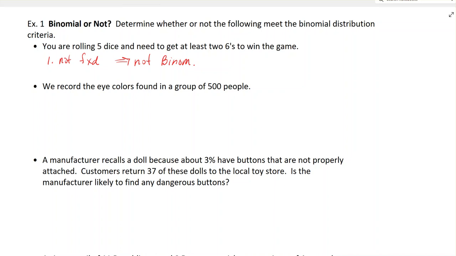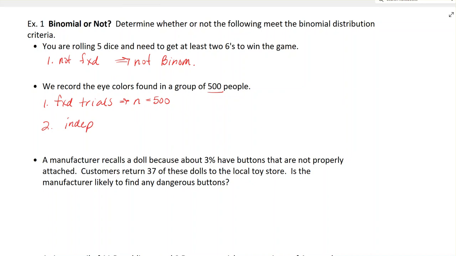Let's look at the second one here. We record the eye colors found in a group of 500 people. The first part of this binomial experiment says that we have to have a fixed number of trials, and if you look at what the sentence says, we're going to talk to 500 people, so that would be our trials. Previously, we've said that that's the sample set, so our sample size is 500. The second criterion is that each trial is independent. So we're checking for independence.